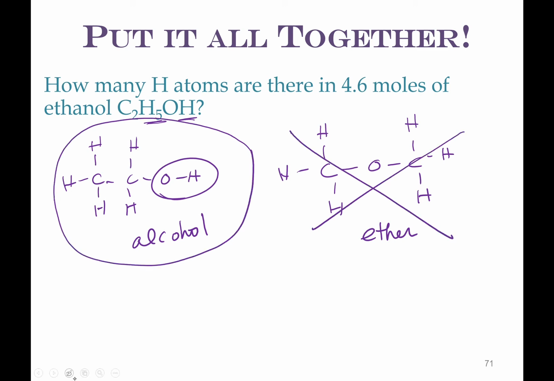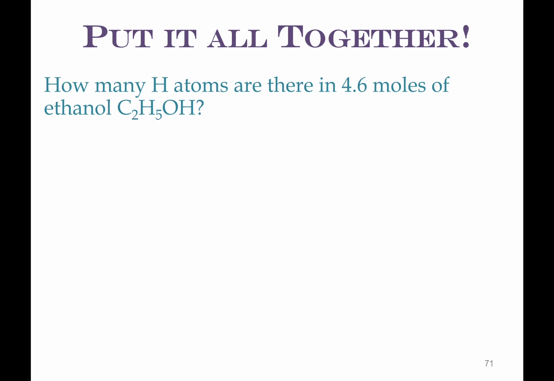So when you take organic chem, there's a lot of different molecules that have the same chemical formula. They're called isomers, and that's why they write it like that. So that's a structural formula. It tells you a little bit about the structure. So we're starting with 4.6 moles of ethanol, C2H5OH.